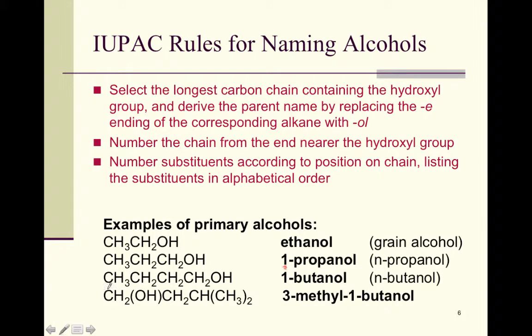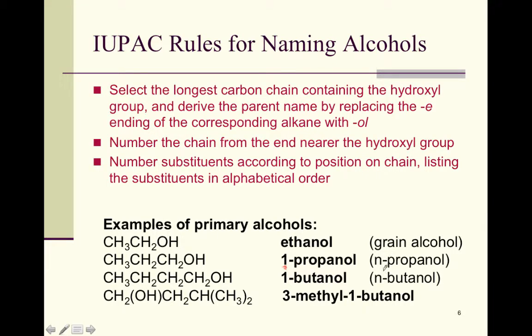I wanted to give you some examples. OHs don't always have to be on the right-hand side. And then I also have a branch coming off of 3-methyl. You might want to go ahead and draw the structure out or even make the model of it so you can see that even though this name has a whole lot of pieces involved, it is still a primary alcohol.